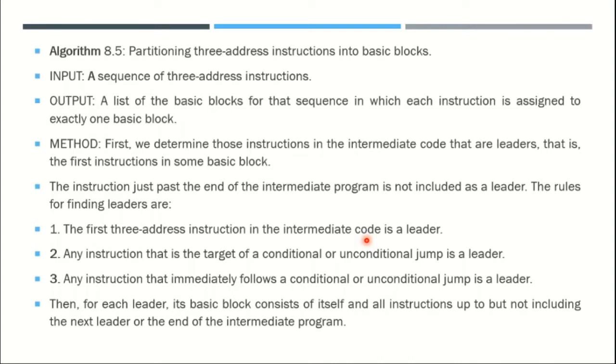So the first rule is the first instruction of the 3 address code representation is treated as a leader. The second is any instruction that is the target of a conditional or unconditional jump is treated as a leader. And the third is any instruction that immediately follows a conditional or unconditional branching statement can also be treated as a leader. These are the 3 rules to divide the intermediate code representation into several basic blocks.